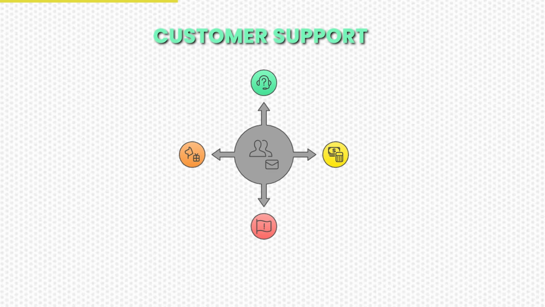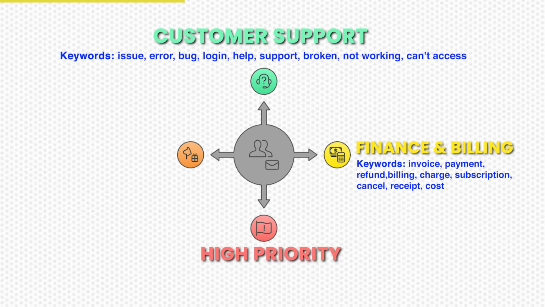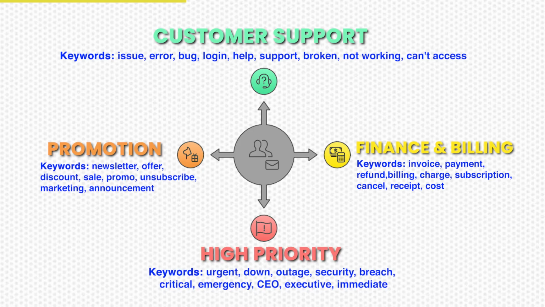Number one, you can have the customer support side of things, which covers requests for help or troubleshooting, logins, errors, difficulties. Keywords are this, so you'll add that into the prompt. Finance and billing, keywords are this. High priority, keywords are this. And promotions, keywords are this.